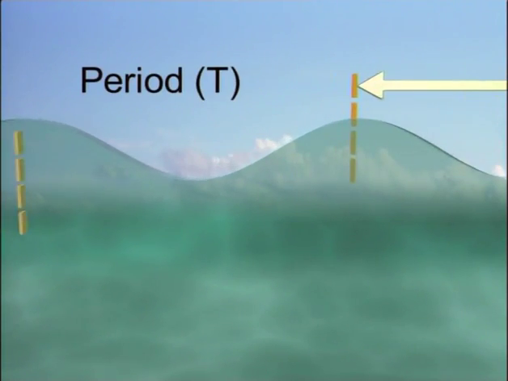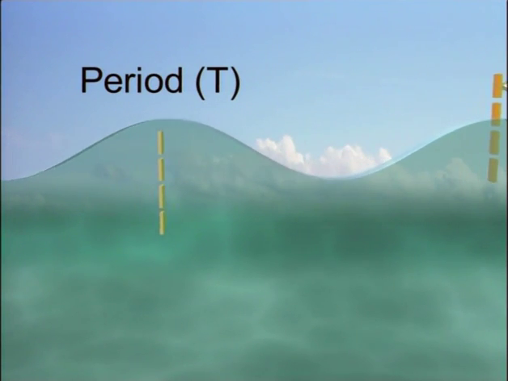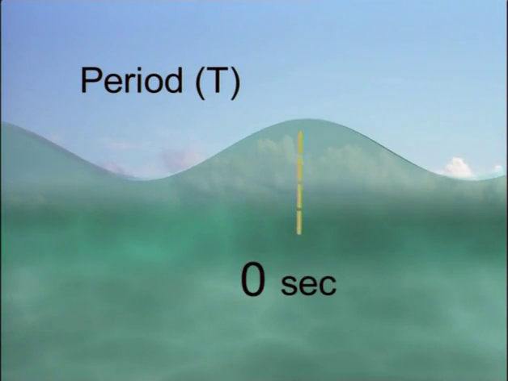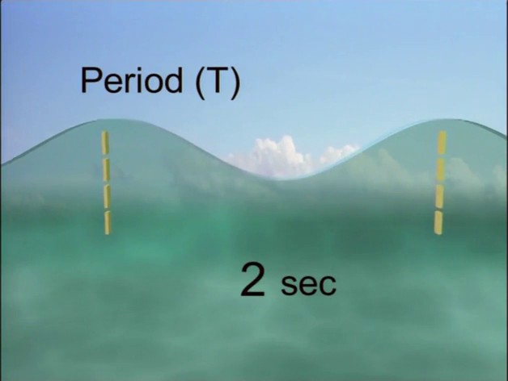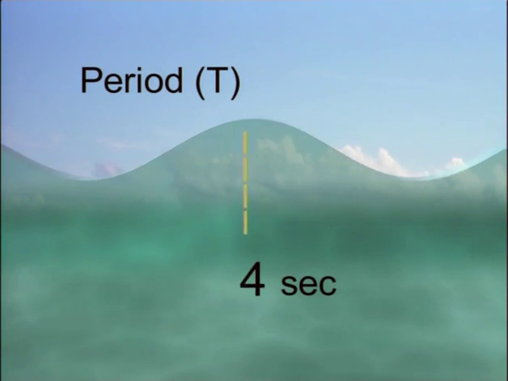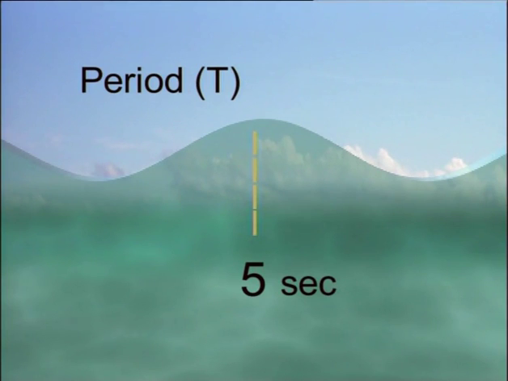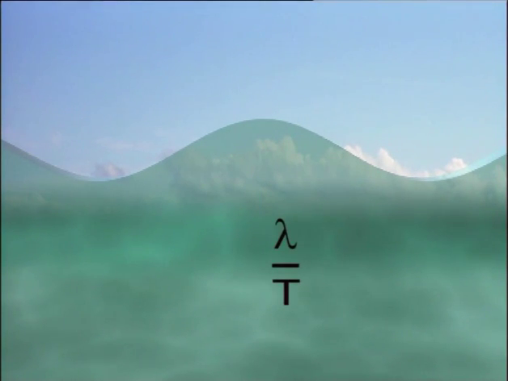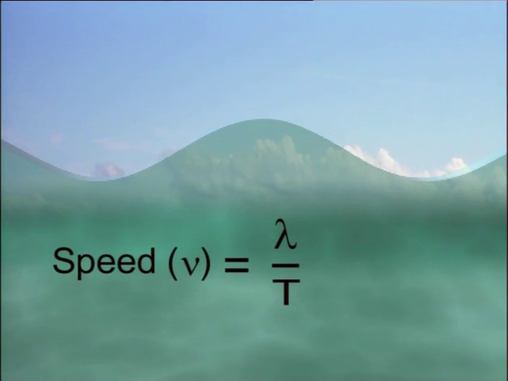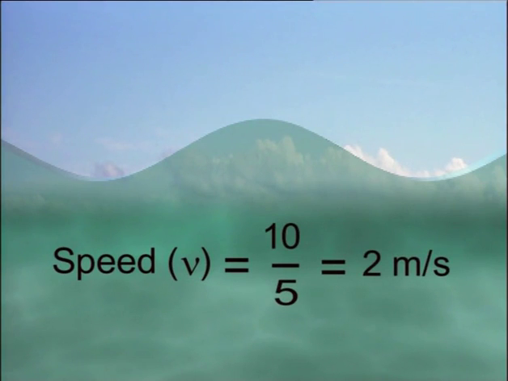The period is the time taken for two successive wave crests to pass a given point. In this case, it's 5 seconds. If we divide the wavelength by the period, we get the speed of the wave. Here, it's 2 meters per second.